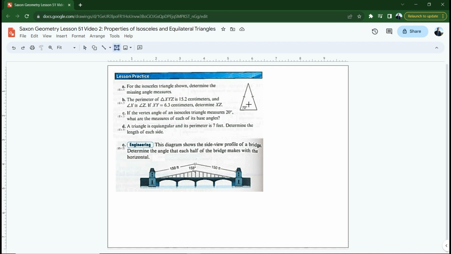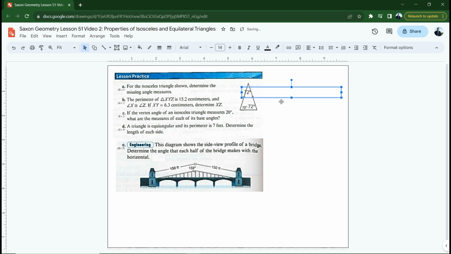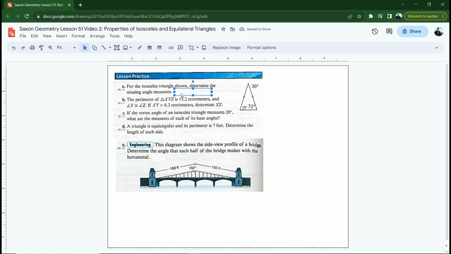Okay, so first of all, I know that this angle down here has to be congruent to the other base angle because these are both base angles. So this guy down here is 72 degrees. And then using the triangle angle sum theorem, I know that the angles have to add up to 180. 72 and 72 takes up 144 of that. That leaves 36 degrees for this top angle up here. So my vertex angle is 36 degrees. We'll put that there. All right, let's see if we got that one right.